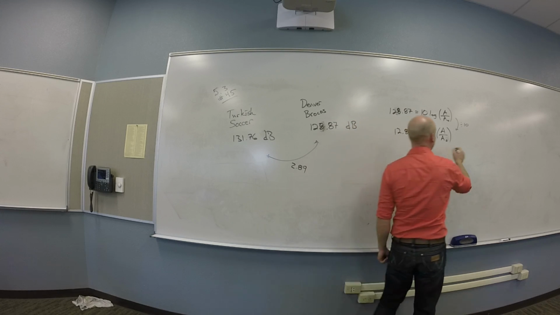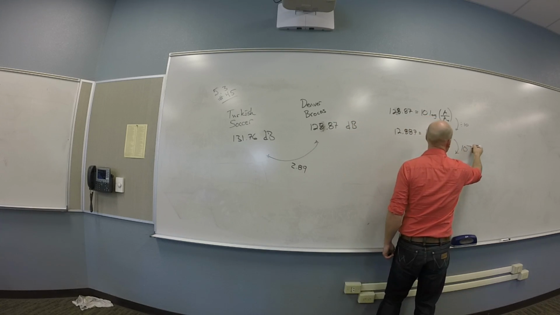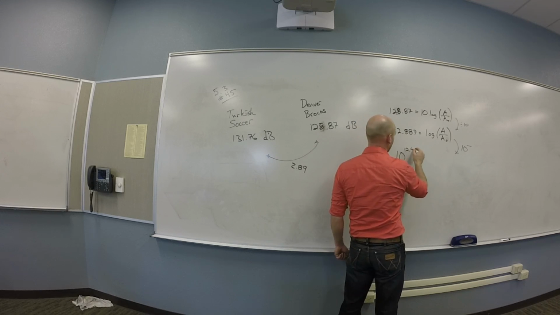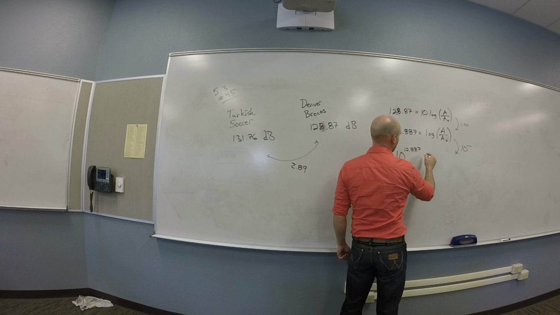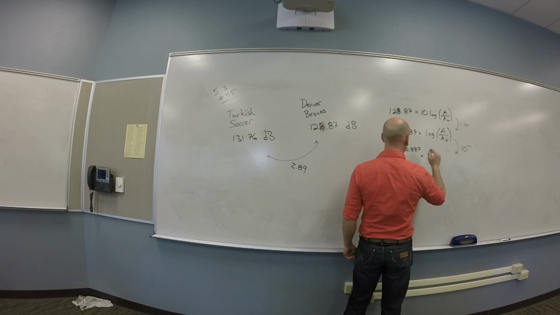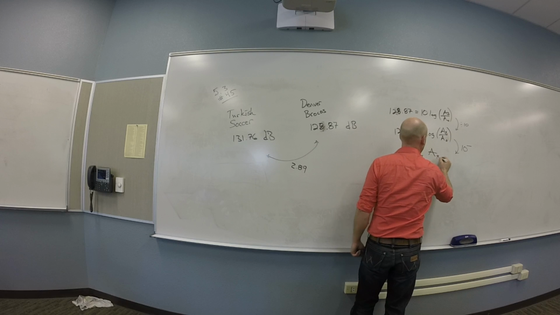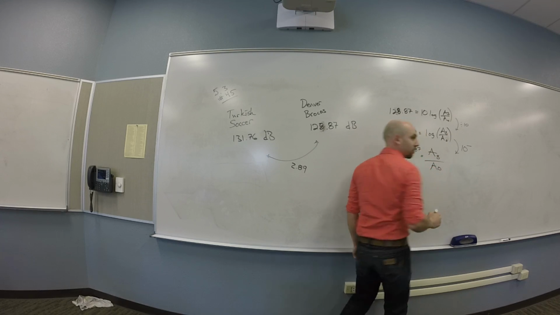Or you could kind of continue this, right? So you could do 10 to the stuff to both sides. So you get 10 to the 12.887 is A, I guess I should call this B, right? Because that was the Broncos thing. Divided by A0.